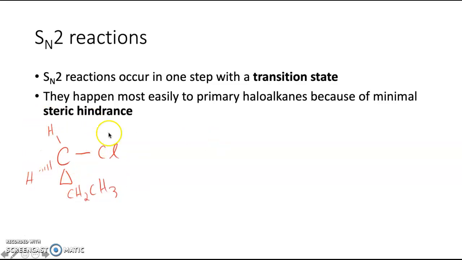So this is a primary halogenyl alkane. It's primary because the carbon with the halogen is only bonded directly to one other carbon. So the same as a primary alcohol, primary means the same thing here. The carbon with the functional group that we care about is bonded to only one other carbon.